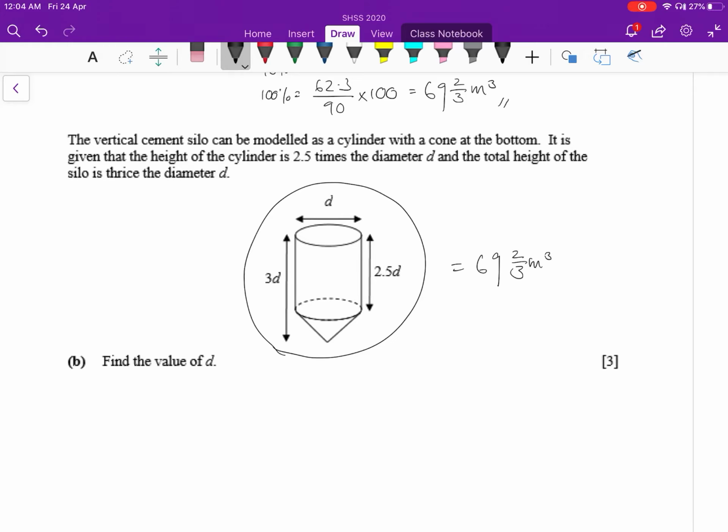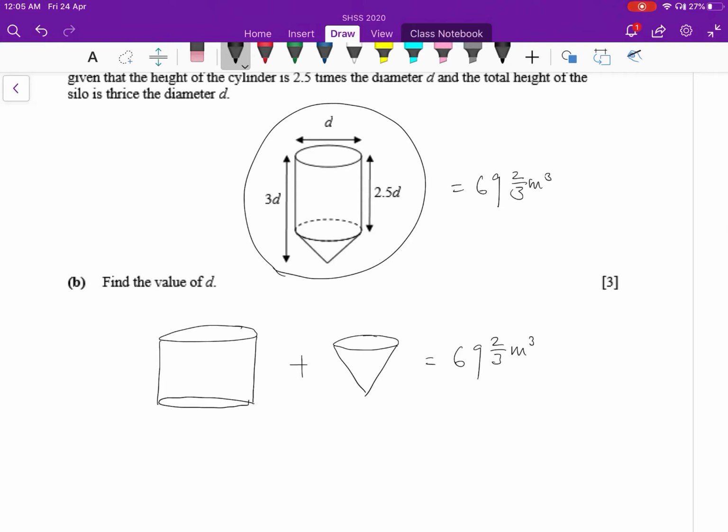Now, this is very simple because it's made up of a cylinder and a cone. So let's split it up. A cylinder plus a cone, the volume of which will give you 69 2/3 meters cubed. Now let's try to fill in the dimensions. This is d. The height of the cylinder is 2.5 d. Now, what is the height of the cone? It is actually 0.5 d. And the diameter of the cone is, of course, d.